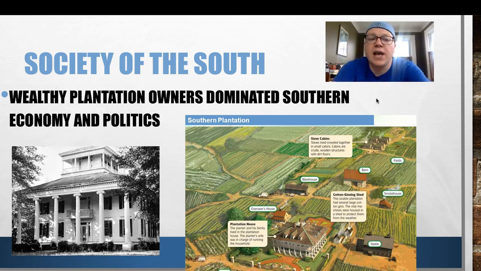Wealthy plantation owners are going to dominate the Southern economy and politics. All right, they had the means, they had the way to get involved in politics, and they felt that they needed to be able to protect their way of life. You can see the classic look of the plantation house, the big Greek columns and things like that. These large plantations were like a town in and of themselves. There were slave quarters, there were all the fields and things like that. They were pretty much self-sufficient, producing most of what they needed, and then buying what they didn't, using the money they had from cotton and things like that.